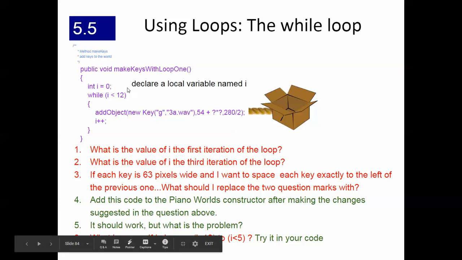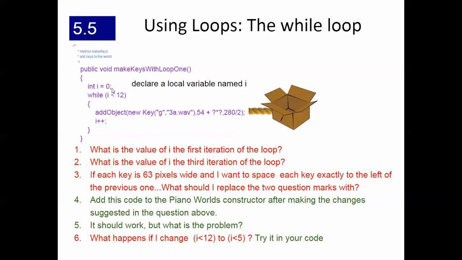Okay, so let's break this down a little bit. First of all, just a couple of reminders in this code. int i = 0: you're declaring a local variable named i. So you're making a box in the RAM called i. It belongs to the make keys with loop method, and it's temporary. What's the value of i the first iteration through the loop? int i equals 0, so the first time through it is equal to 0.